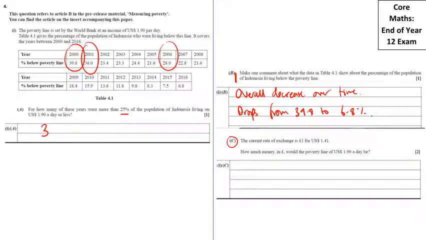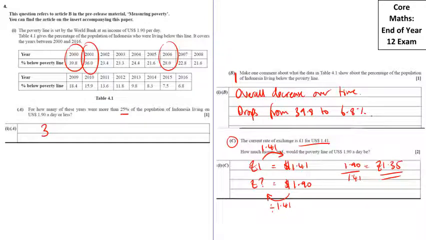Part C threw a few people with the exchange rate. So we're told here that a pound is equal to 1.41. So we can see there we're multiplying it that way by 1.41. We want to find out what $1.90 is in pounds. So this way we've just got to divide by 1.41. And that gives us £1.35, and it needed to be given with those 2 decimal places.